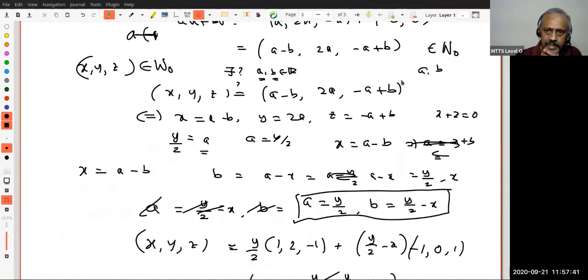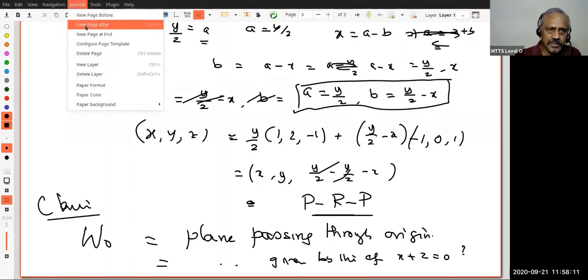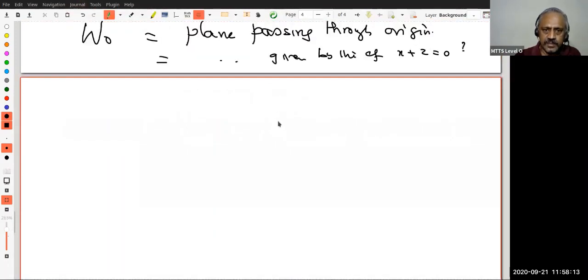The next, what do I find? I find that and I simplify, then I find that it is of the form x, y, minus x. You understand? I took some vector x, y, z in W naught, but then I found the z is not arbitrary. It has to be minus x, whereas x and y can be arbitrary. That means x plus z equal to 0. So I suspect this is the equation. Okay, go slow, understand, we will look at it.